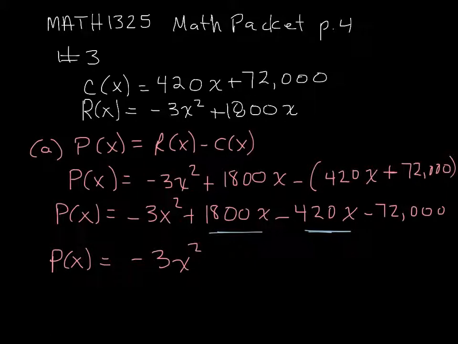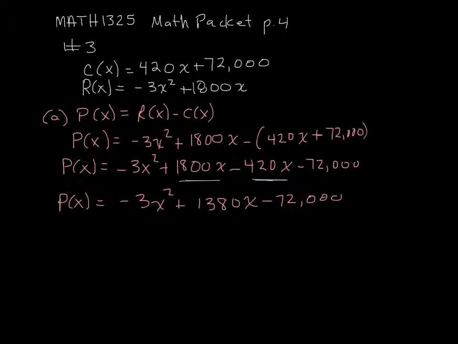1800 minus the 420 would give me a plus 1380x, and then minus the 72,000. Alright, and then part B wants you to find the break-even points. Well, remember how you find the break-even points for the profit equation is I just take this and I set it equal to 0.